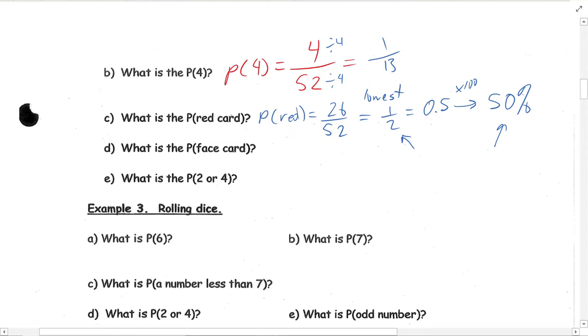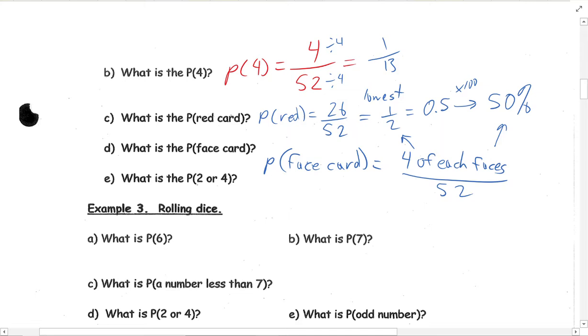Probability of face card, I'm not going to tell you. You got to try and figure this one out. Okay, so how many face cards are in a deck? Well, guess what? I'll help you out. I'll give you a hint. There's 4 of each face. So you're going to have to do a little bit of figuring to figure that out. But remember, 52 cards in a deck.